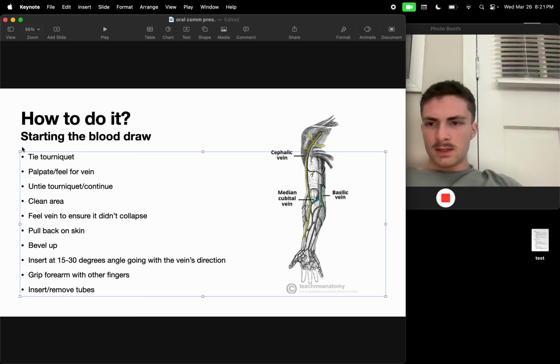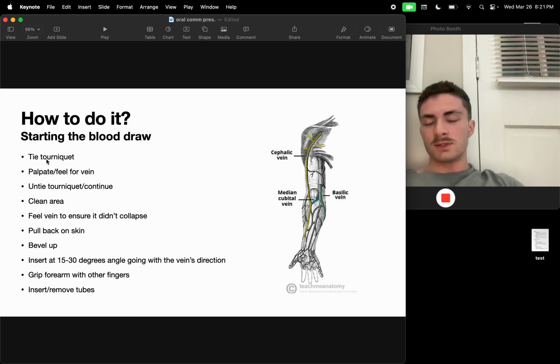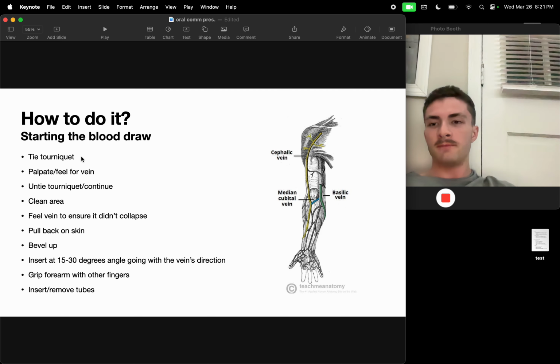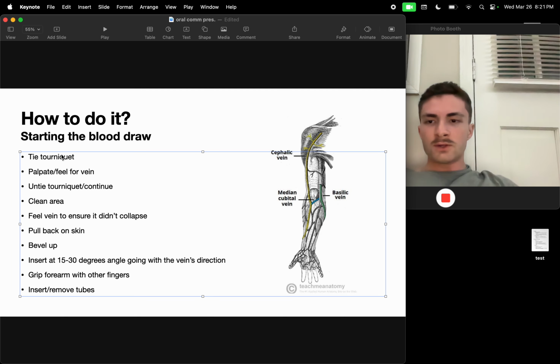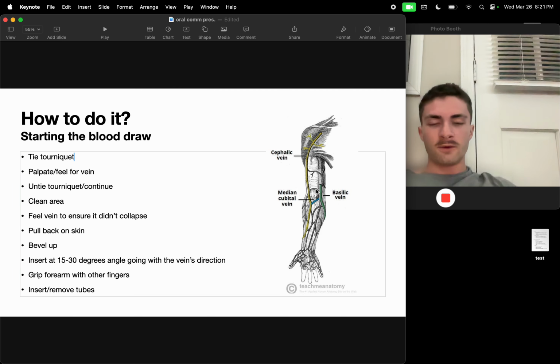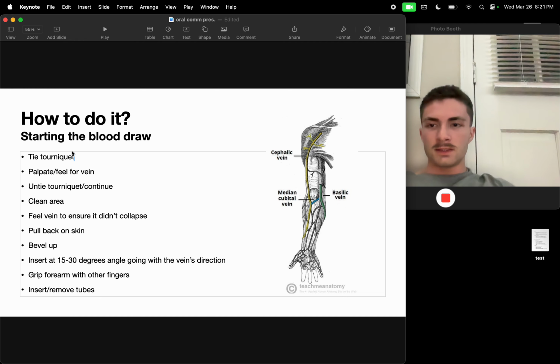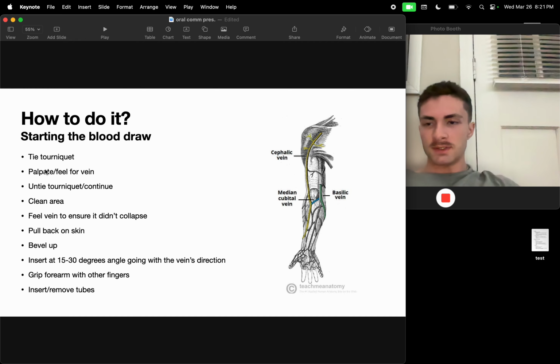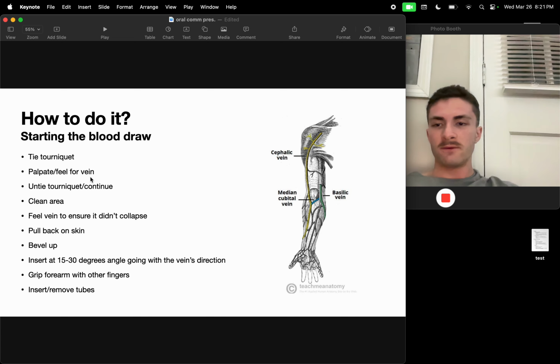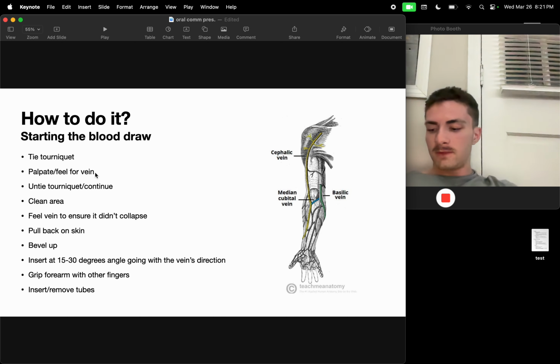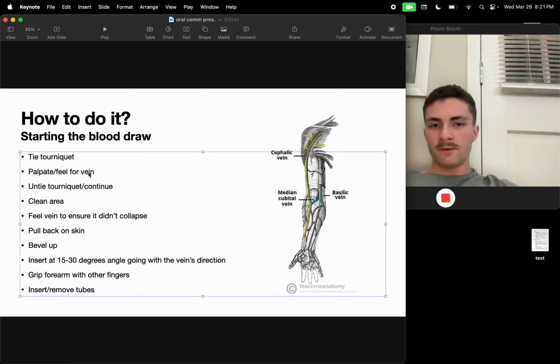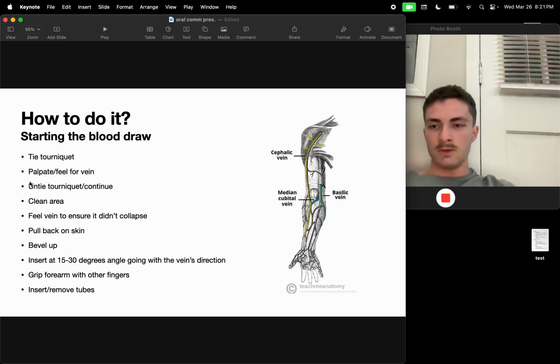So for the step process of how to do it, once you're actually doing it, you have everything else done. So first you want to tie the tourniquet rather tight, 3 to 4 inches above the site of entry. It's going to be uncomfortable, but that's how it's supposed to feel. Then you want to palpate, which is kind of flicking for the vein, flicking the skin, and feel it for the vein that you want to use.